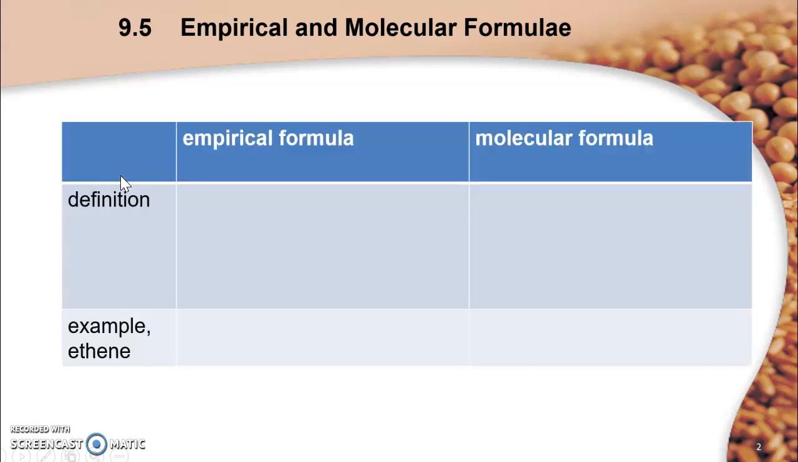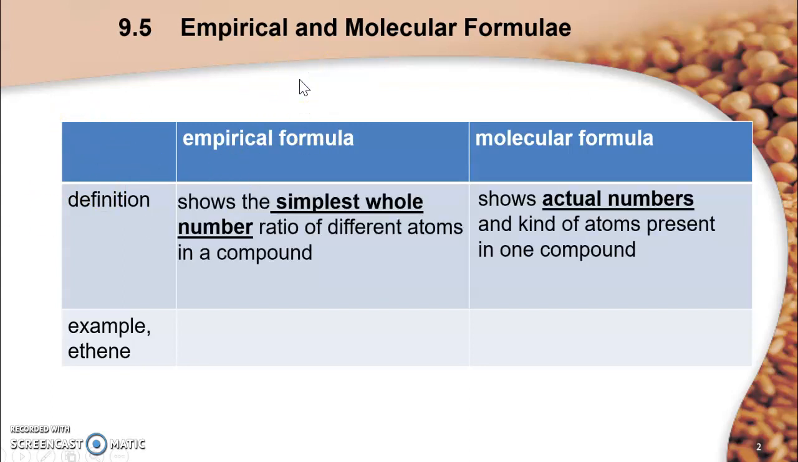So first of all, let me just introduce what empirical and molecular formulas are. This is the first time you might be seeing them. The empirical formula just shows the simplest whole number ratio of different atoms in a compound, whereas the molecular formula shows the actual numbers and kinds of atoms present in one compound. Let me give you an example. Let's look at ethene. Ethene has a molecular formula of C2H4.